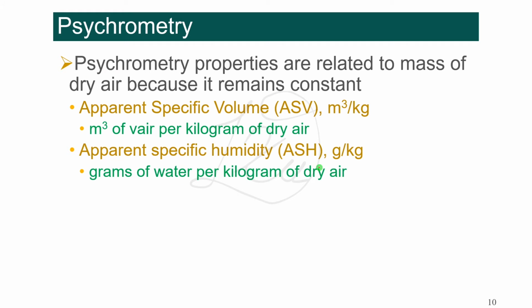Let me briefly introduce some of the other psychrometry properties of air. They are related to mass of dry air because it remains constant. Apparent specific volume, ASV, is the volume of air mixture per kilogram of dry air. Air mixture V air is dry air plus water vapor. Apparent specific humidity, ASH, is the gram of water per kilogram of dry air.